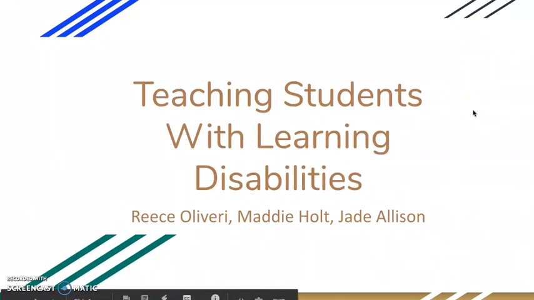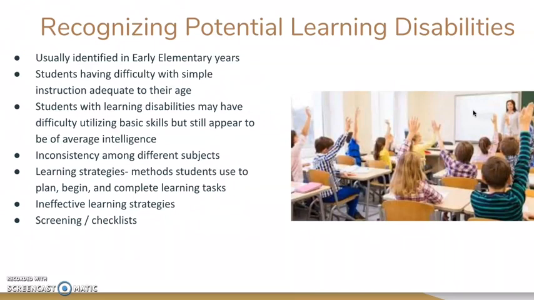Alright, so we have teaching students with learning disabilities. So when we're recognizing potential learning disabilities, those are usually identified in the early elementary years. So early signs that you would notice would be students having difficulty with simple instruction adequate to their age. Students with learning disabilities may also have difficulty utilizing basic skills but still appear to be around average intelligence.